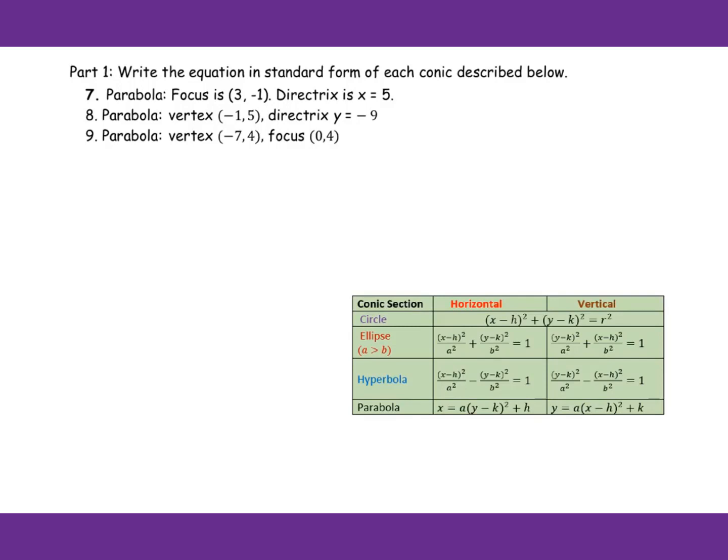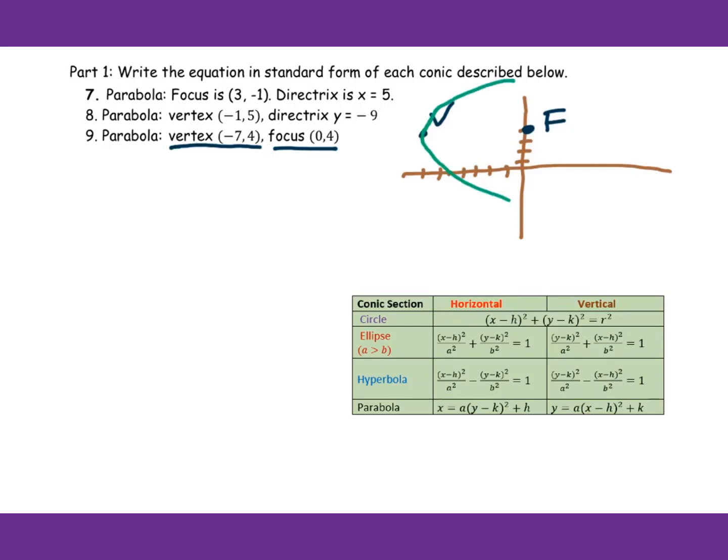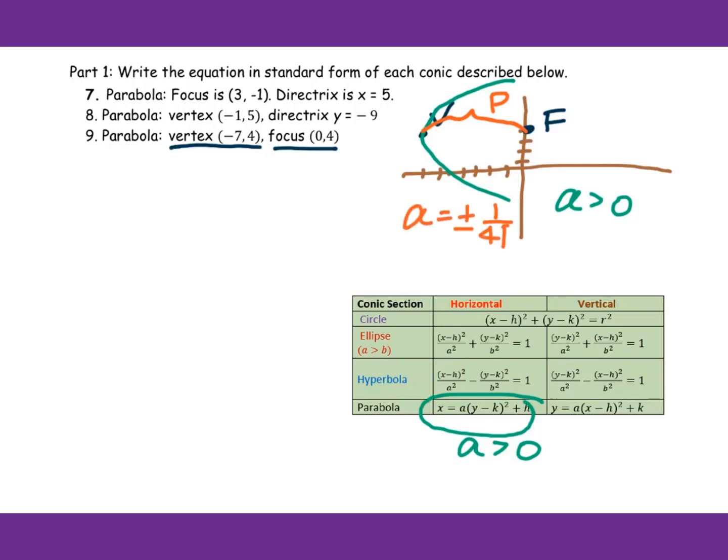For number 9, parabola, you are given vertex and also focus. First of all, we will plot the vertex and the focus on the coordinate plane. Then we can get the graph. It will be like this, because the focus is always inside the curve. Therefore, it will be this pattern. Open to the right, a greater than 0. The distance between vertex and focus, that will be p. And a equals plus or minus 1 over 4p.